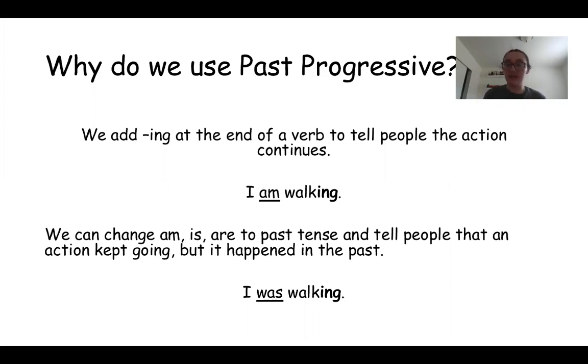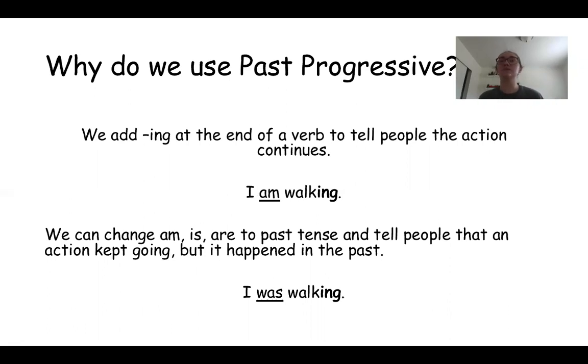And we can change am, is, and are, right? The things that we use when we make present progressive. We can change them to a past tense, which is was or were, and we use it to tell people that the action kept going, right? But it happened in the past.